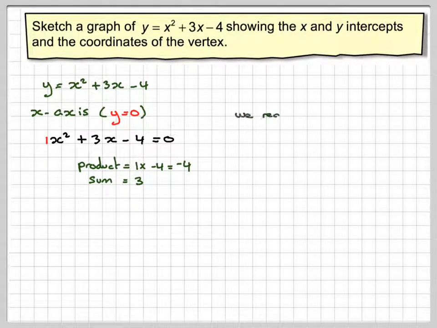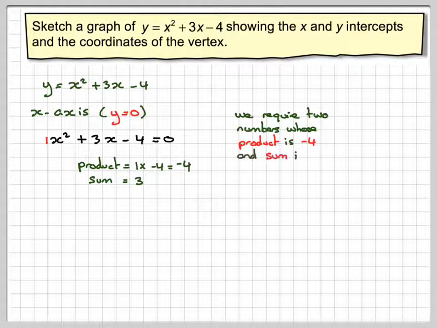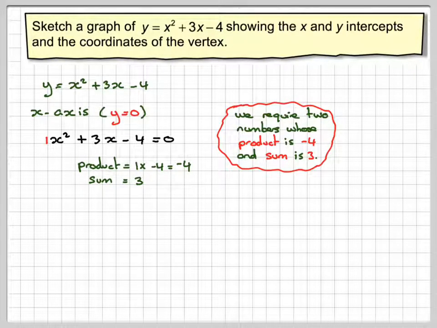Then you ask yourself this question. We require two numbers whose product is minus 4 and whose sum is 3. Pause the video now and see if you can come up with those two numbers. Okay, did you come up with the factors? These are called the factors, these two numbers. Did you come up with minus 1 and 4?